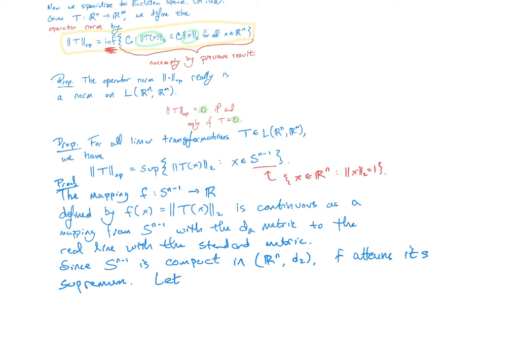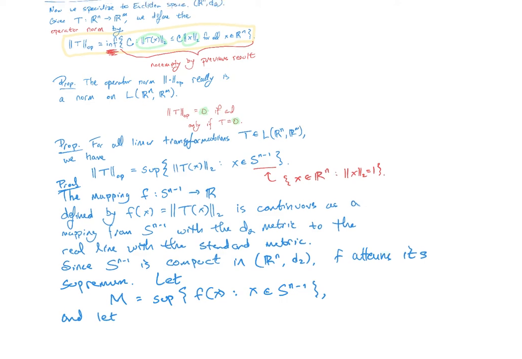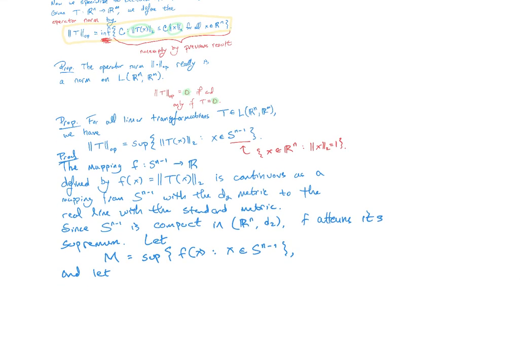So let's give it a name. Let's let M be the supremum of F. And again, we're just thinking about F as a function on the unit sphere. Okay. And we'd like to give a name to the point where F does attain this supremum. So let's let F of x naught be M.